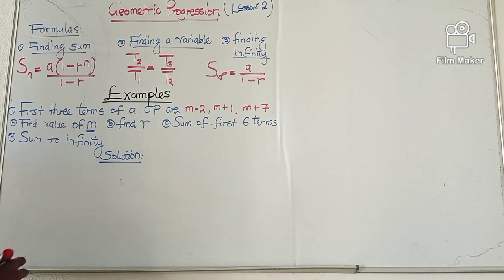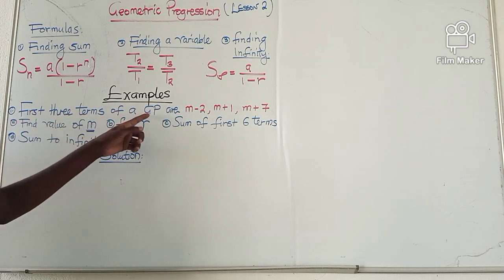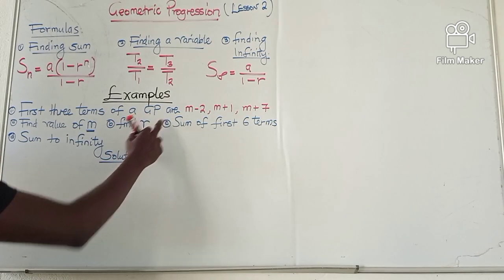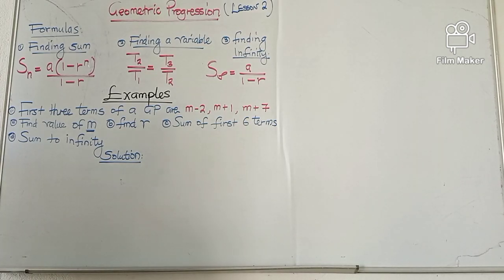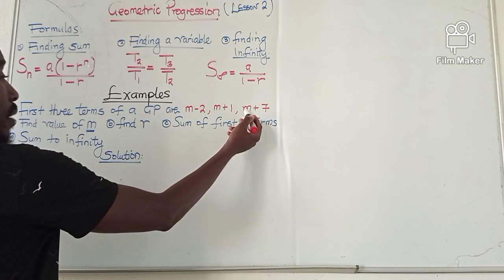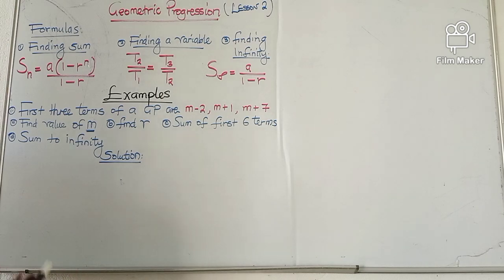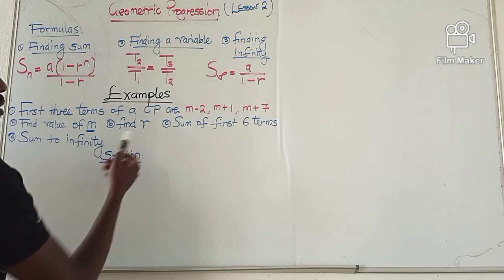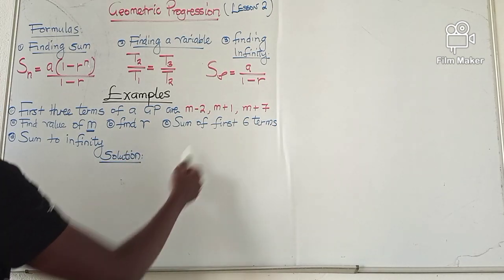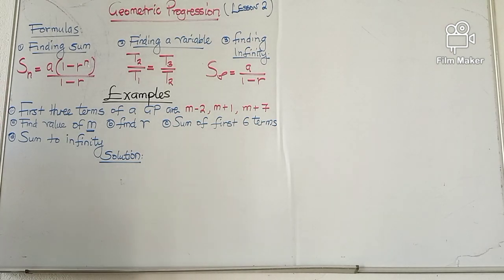Our first example says, the first 3 terms of a geometric progression, or a GP, are m minus 2, m plus 1, and m plus 7. They want us to find the value of m, find r, of course by r we mean the common ratio, also find the sum of the first 6 terms, and also find the sum to infinity. Now, let's see the solution.